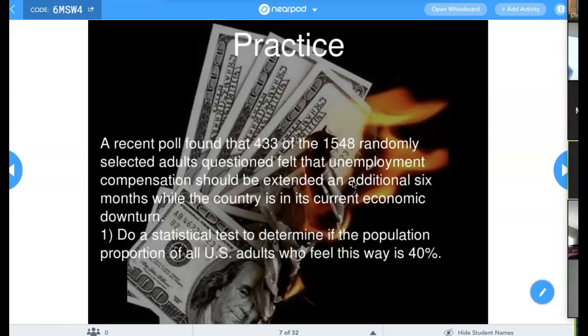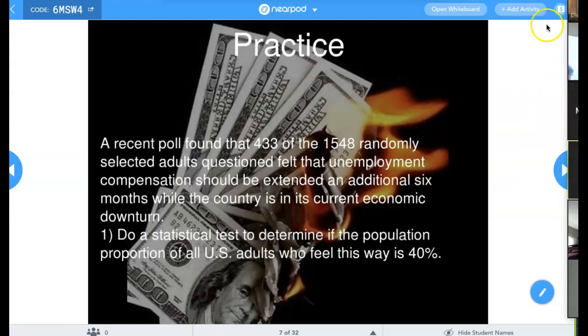So we're going to do a statistical test to determine if the population proportion of all U.S. adults who feel this way, unemployment compensation should be extended. Now this is the problem that we did for confidence intervals. Now we're going to do a hypothesis test. We're going to go through the 4-step process to determine if the population is 40%. So we're looking for the question to determine H0 and HA.